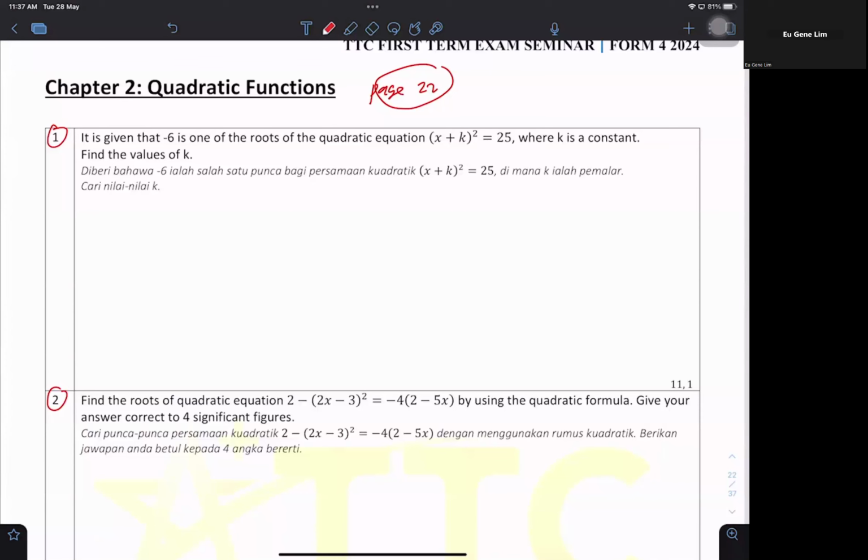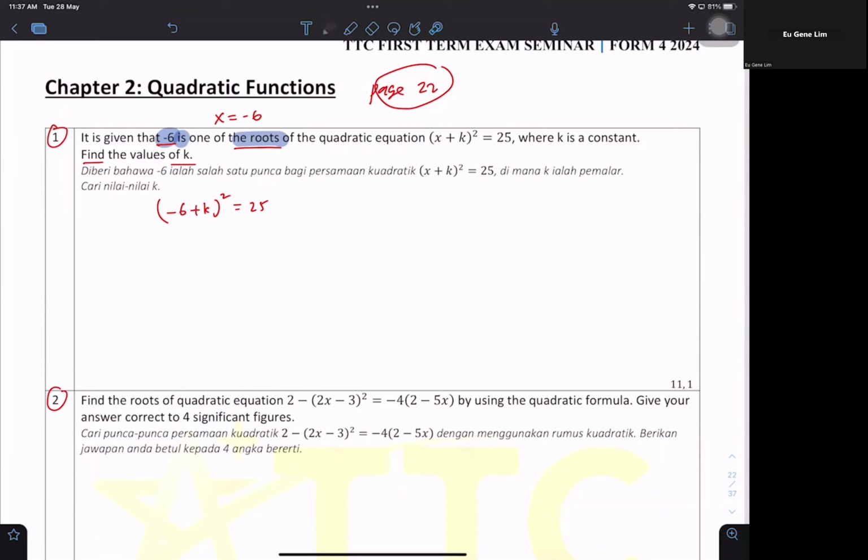Okay, given that -6 is one of the roots of this equation, find k. This one is very simple. -6 is the root, meaning x equals -6. So what you do? Substitute negative 6 into the x. That's it, just like that. Then you can find the k. Understand?